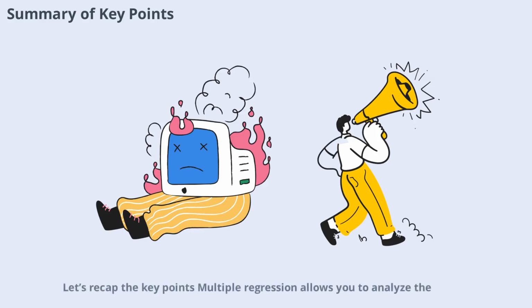Let's recap the key points. Multiple regression allows you to analyze the impact of several variables on an outcome, check assumptions, interpret coefficients, and apply the results to real-world problems. Remember to prepare your data, check diagnostics, and communicate findings clearly. Multiple regression is a versatile tool for data analysis.